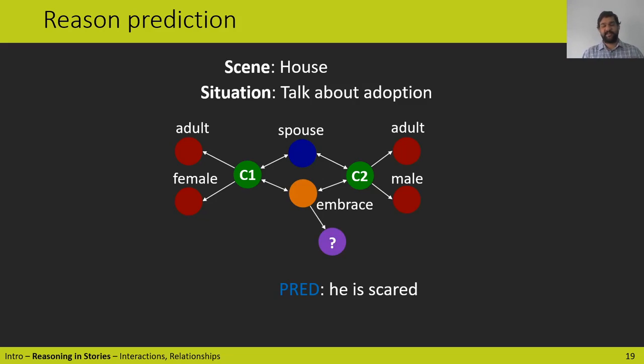So the prediction in this case is that he is scared, which is a very plausible reason while talking about adoption, while the ground truth in this particular example happens to be that they are glad that he'll have a baby. So this goes to show that our model is able to reason to some extent just based on the information provided in the graph, and perhaps by looking at the video clip in more detail, we'll even be able to get to the point where we can reason about why people are interacting in the way they are.